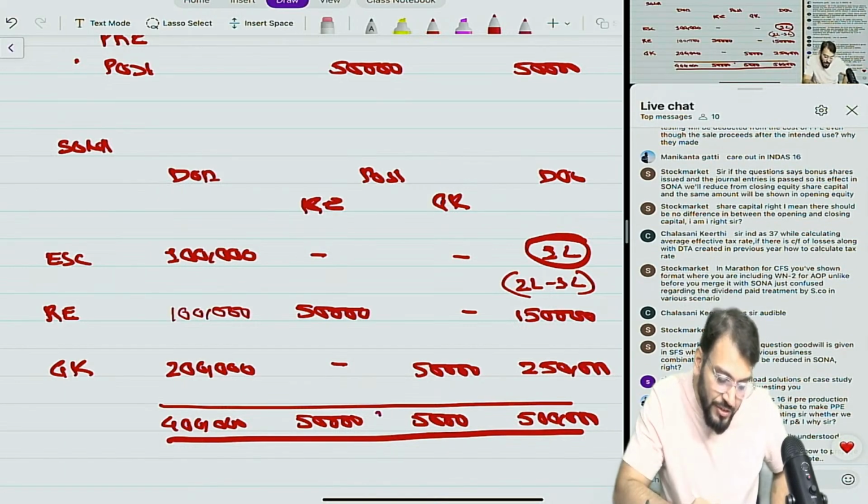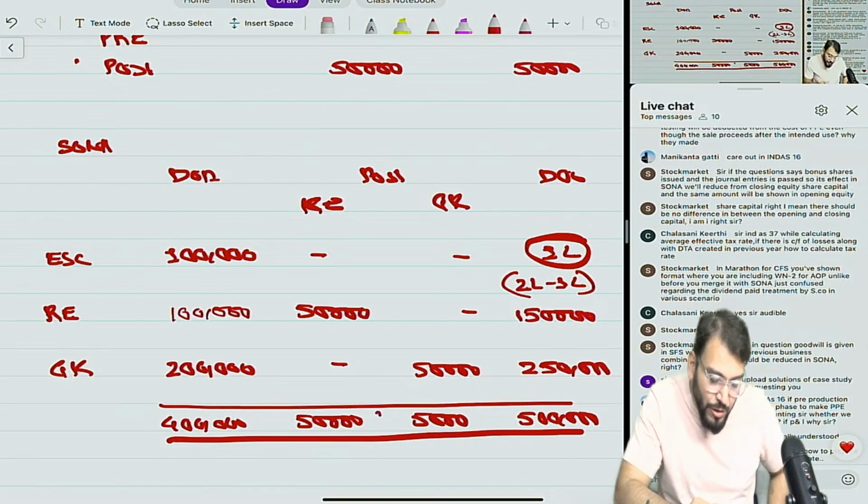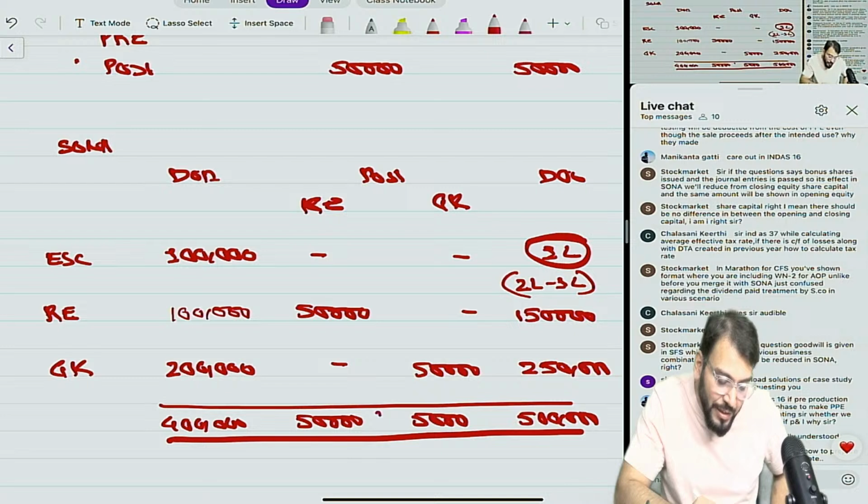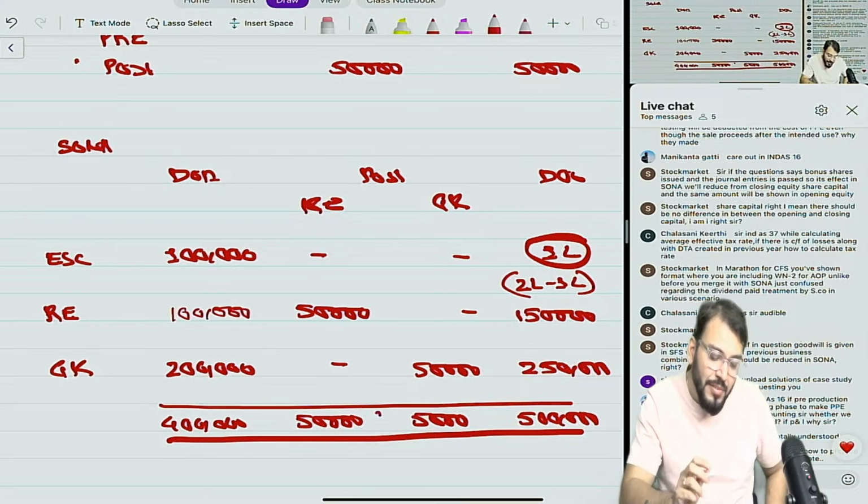Kirti's question: Sir, while calculating the average effective tax rate, if there is a carry forward of losses along with DTA created, how do we calculate the tax rate? While calculating average effective tax rate, if there is a carry forward of losses along with DTA created in the previous year, how to calculate tax rate?